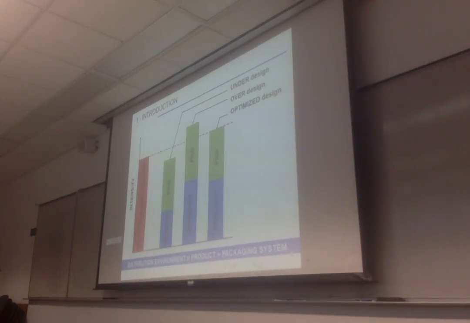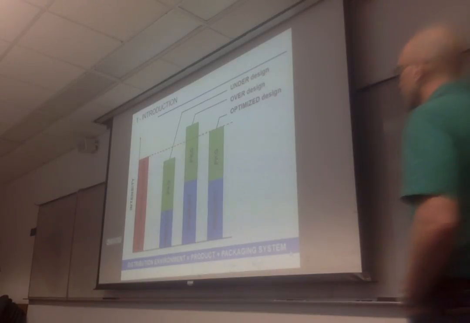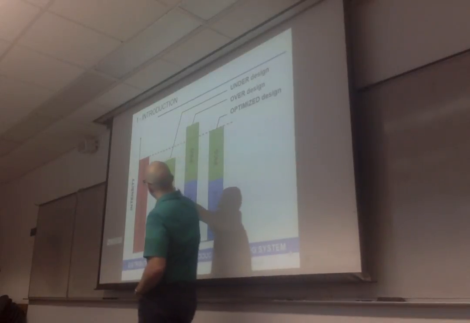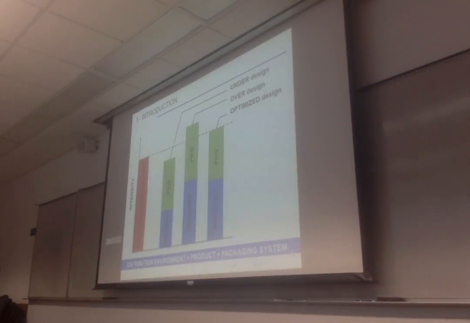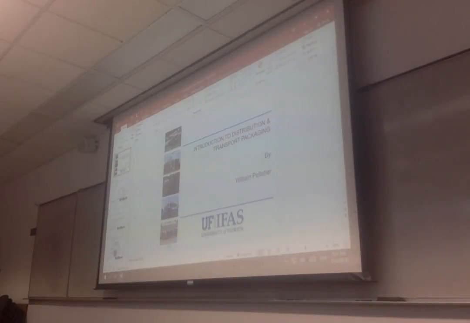But the idea is you want to walk the line. You don't want to overpackage. You want to really optimize your design to make sure that you don't overpackage and you're not facing hazards that are consistently higher than what the combination of your product and packaging system can endure. So that's the idea here. It's pretty simple, but that's one of the basic approaches you have to use for distribution packaging design. So this was just really an introduction.